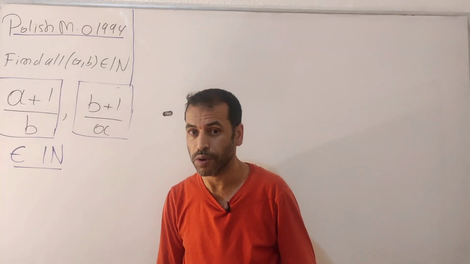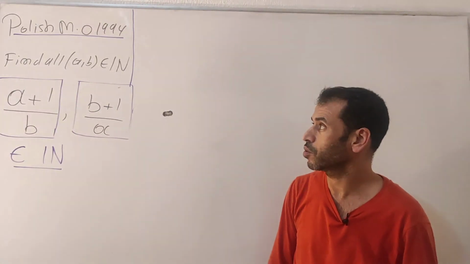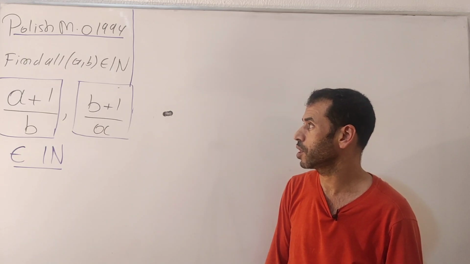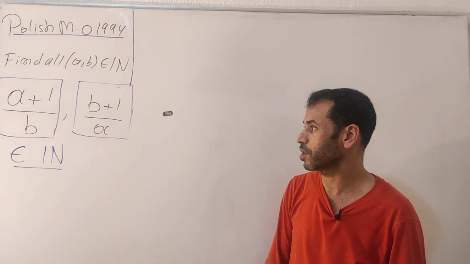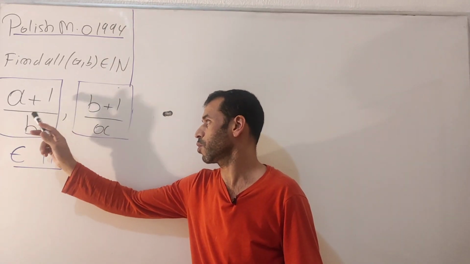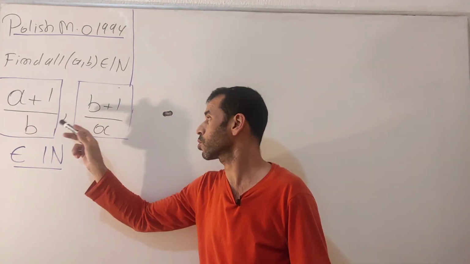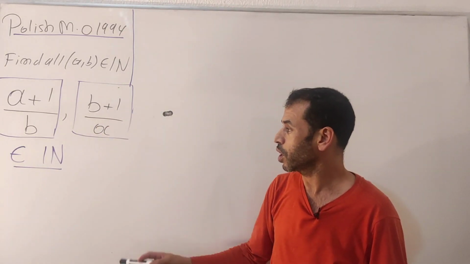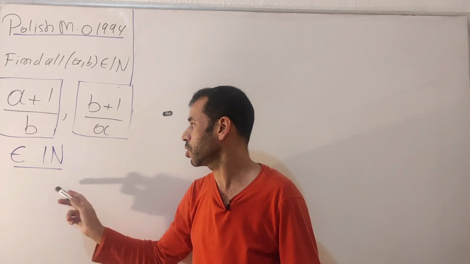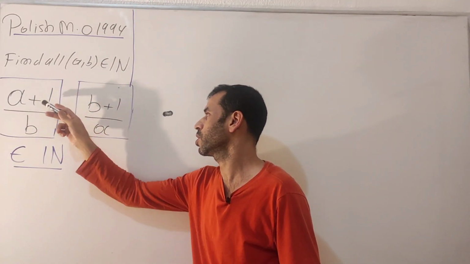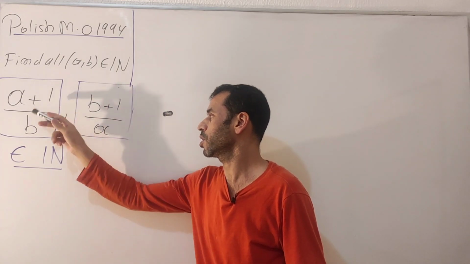This video is a nice problem coming from the Polish Mathematical Olympiad, edition 1994. Here is the statement. Find all A and B natural numbers that satisfy the following: A plus 1 over B is a natural number, and B plus 1 over A is also a natural number. We are going to work out the appropriate values of A and B to make both terms natural numbers.